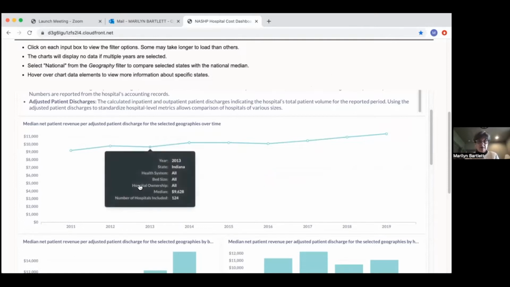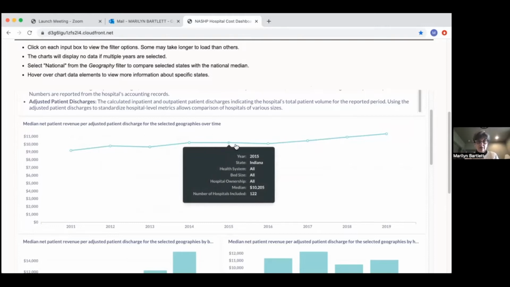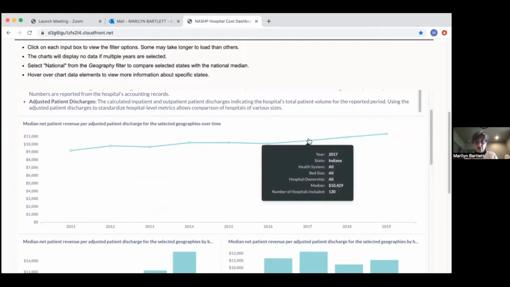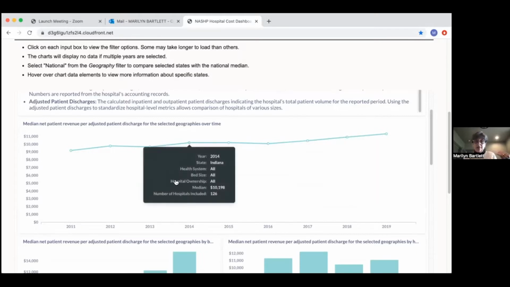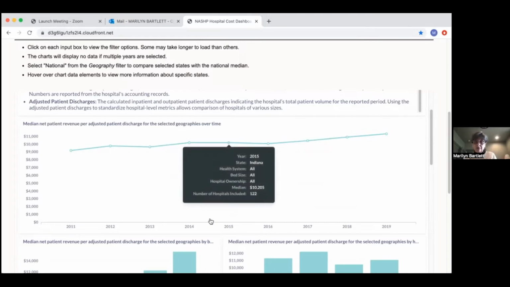So we look at the number of patients. Now you can hover over any point, for instance, 2017, and you'll see that the median net patient revenue was $10,429 for Indiana, and that was comprised of 120 hospitals. And again, you can go over each one. Now, this graph will populate for the full period. You'll get a trend line here.